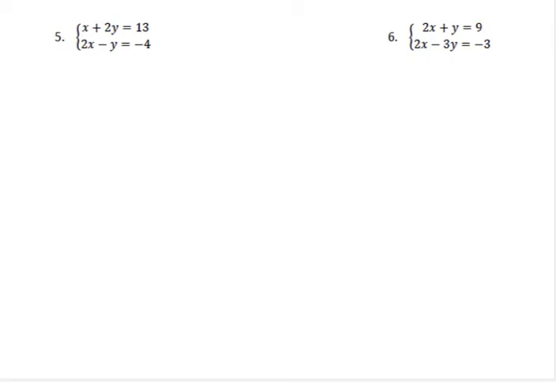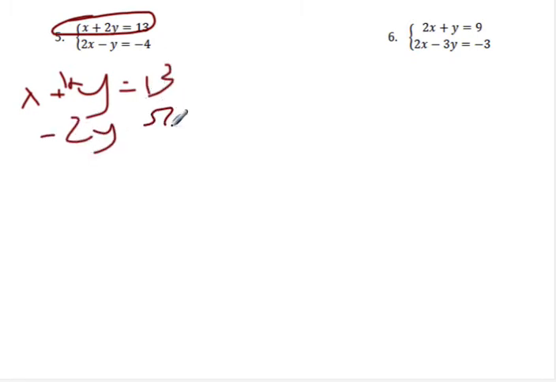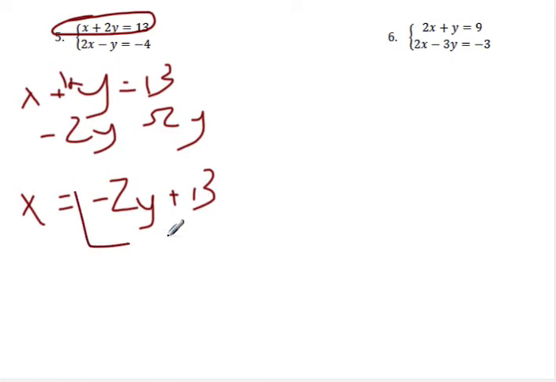Next, let's go ahead and take a look at number 5. So to me, it makes sense to use substitution. I'm going to solve this top equation for x. If you like using elimination, go for it. That's fine too. So what I'm going to do is I'm going to subtract 2y from both sides, and I end up getting that x is equal to a negative 2y plus 13. So that's what x is equal to.